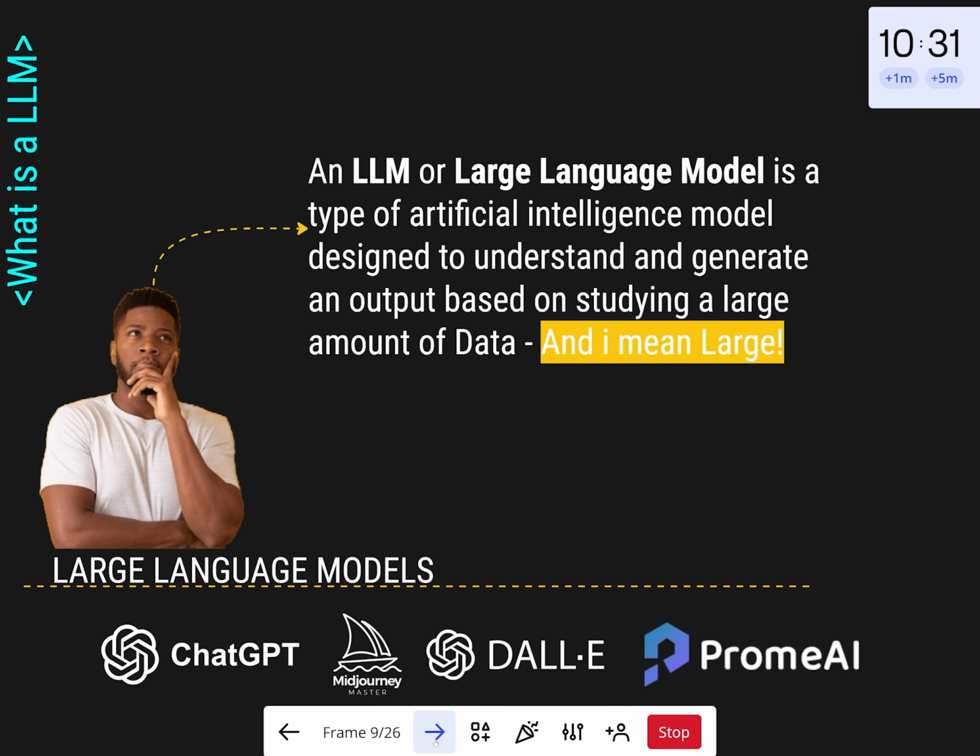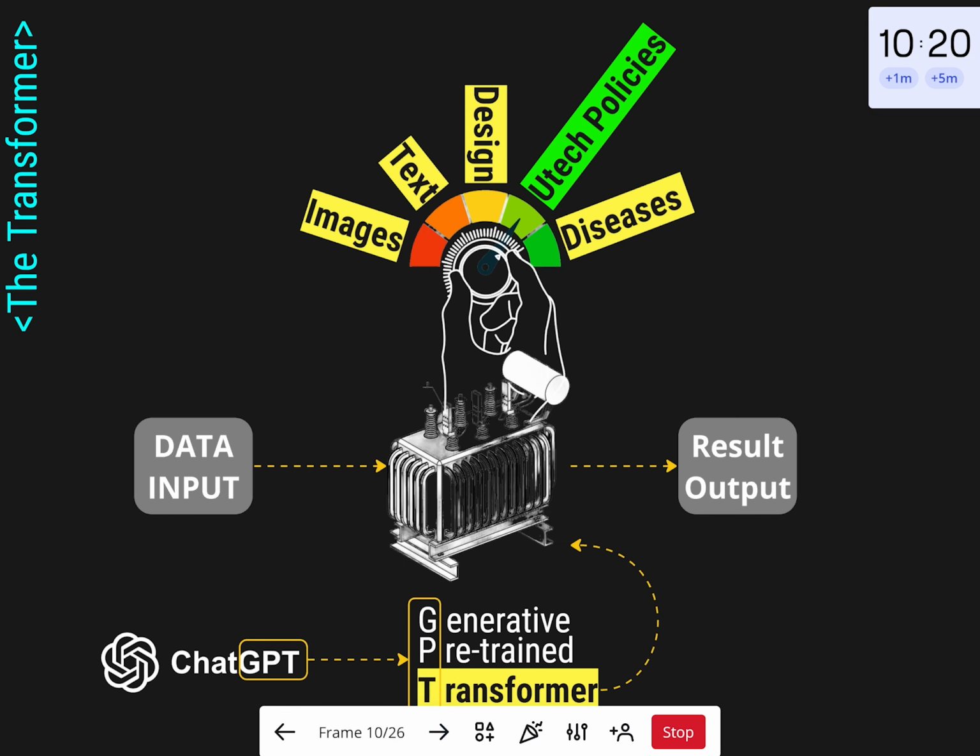So an LLM is basically a type of AI that is designed to understand and generate output based on studying a large amount of data, right? Very, very large. At the heart of language models is what's called a transformer. And all this is a way for programmers to tune what the AI should study and what it should produce, right?